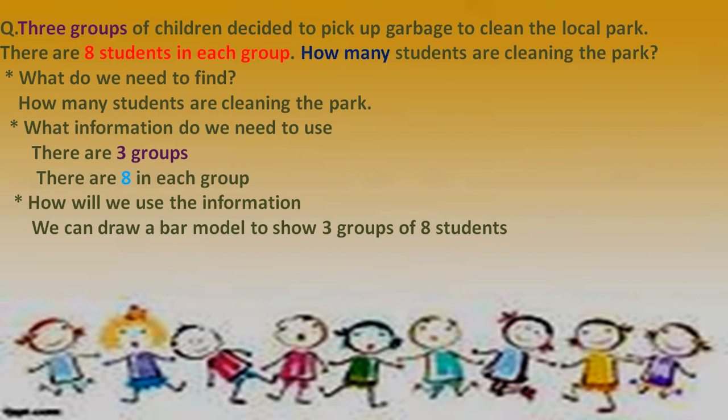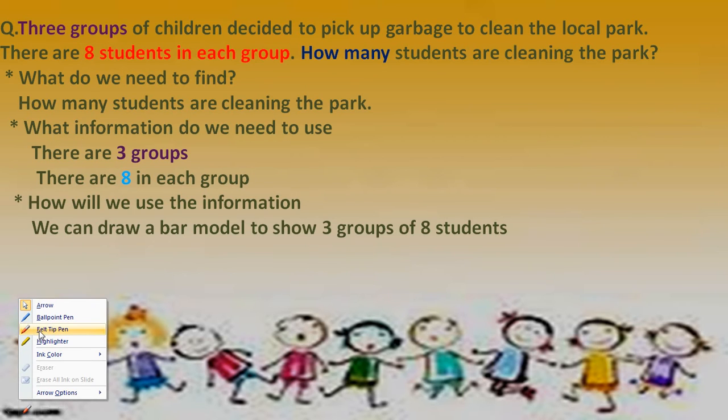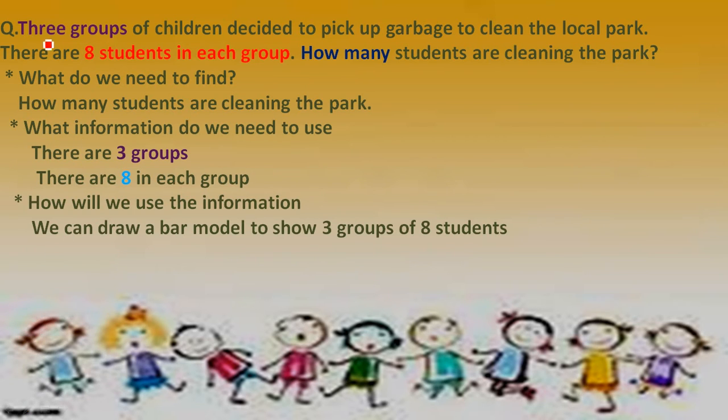Take an example. Three groups of children decided to pick up garbage to clean the local park. There are 8 students in each group. How many students are cleaning the park? So what do we need to find? What is the thing that we have to find? We have to find how many students are cleaning the park.